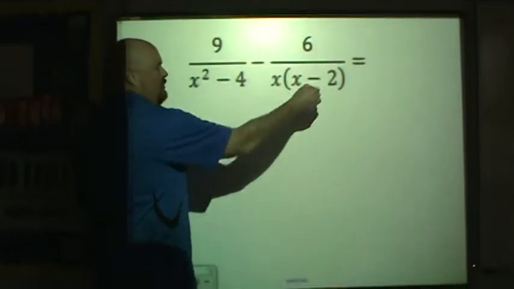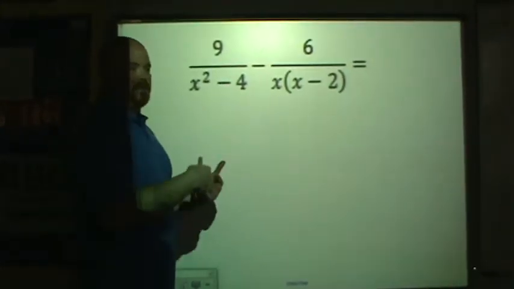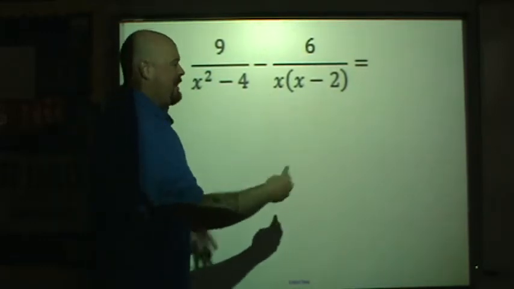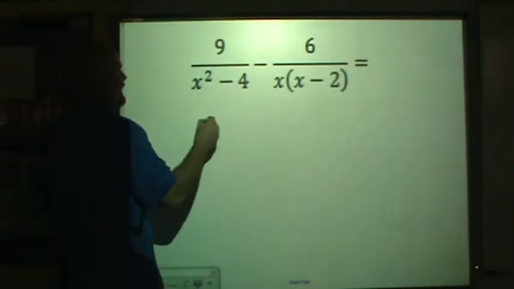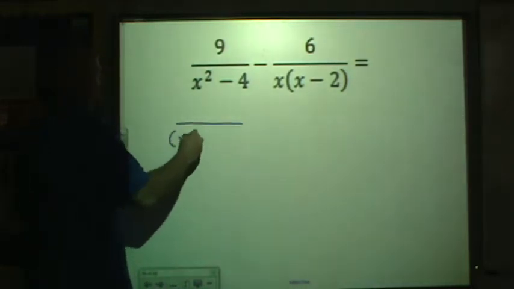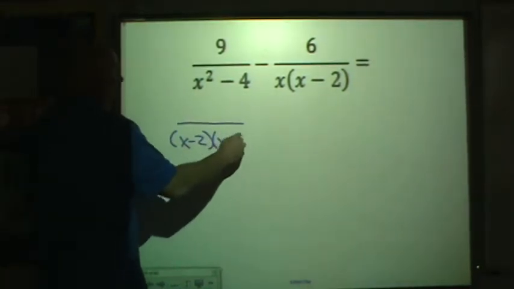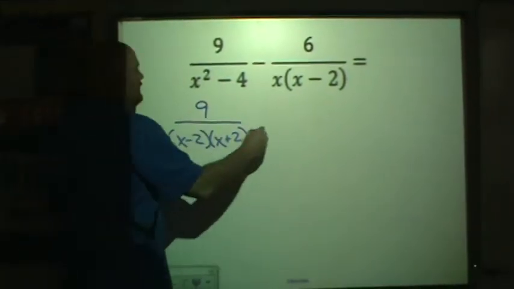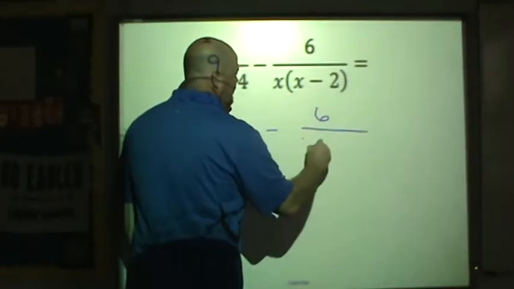Factoring doesn't mean distribute. Factoring means undistribute, right? Divide out all the pieces. Don't multiply to make it bigger. So we're factoring the denominator over here. We get the difference of squares, which factors down into conjugates. Now on the top we have a 9. Over here we have -6.